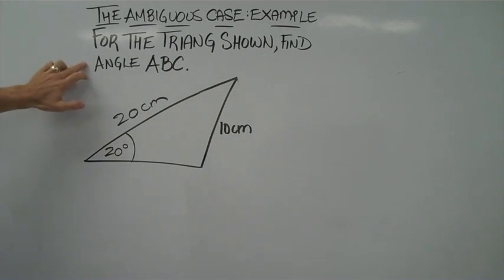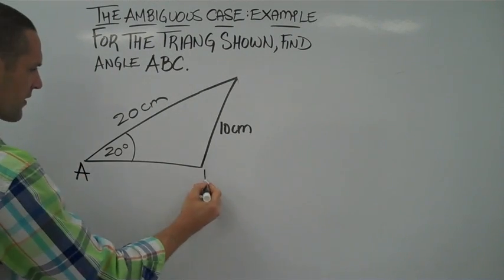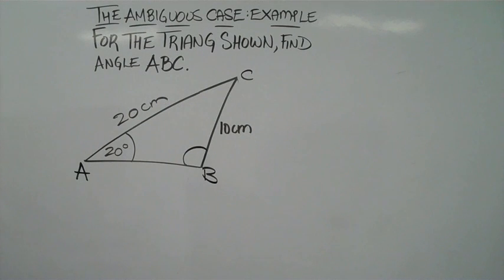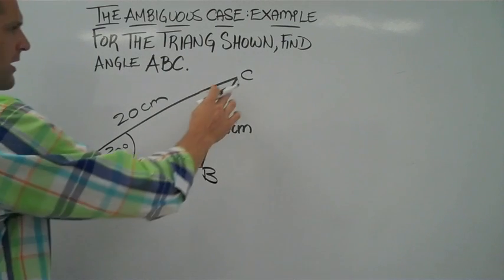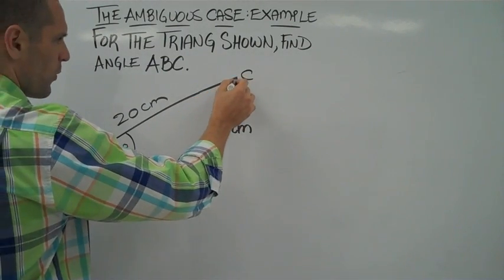For the triangle shown, find the angle ABC. Well, if here is A, and here is B, and here is C, we're looking for that angle there. For that triangle shown, well, that is an obtuse angle. If we do it in our calculator, though, we're going to get an acute angle. So we have to draw the picture.